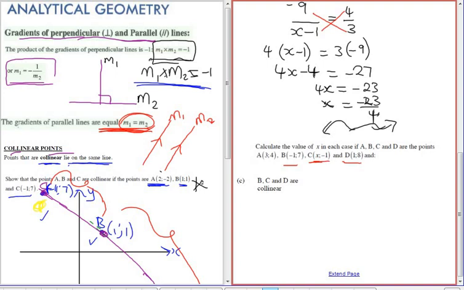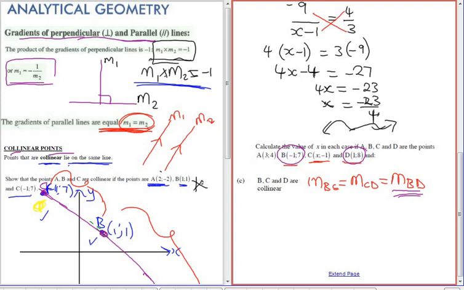and D, the gradient between B and C should be equal to the gradient between C and D, which should also be equal to the gradient between B and D. So you choose the one that's easy for you to calculate. So don't just pick where there are unknowns. As you can see this time around, I have all coordinates of B, and I also have all coordinates of D. So calculating the gradient of BD will be very simple.